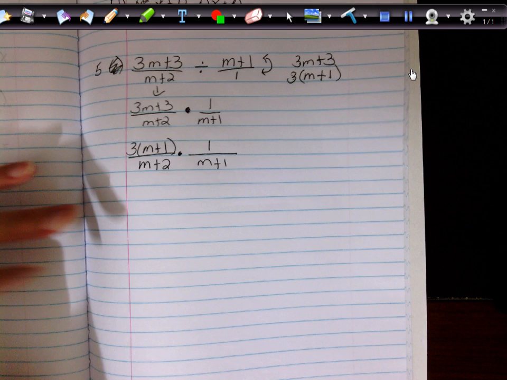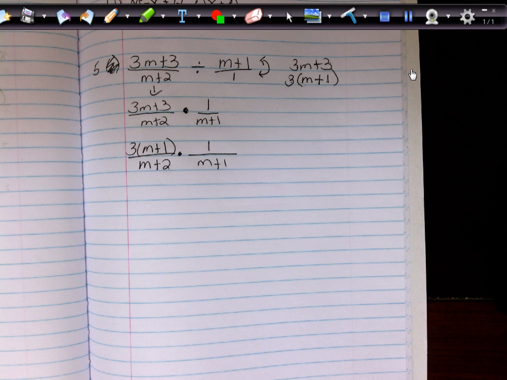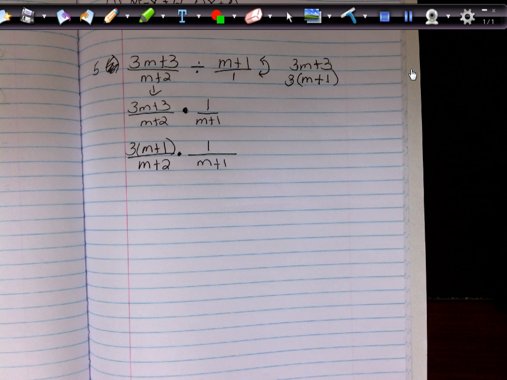And I should have mentioned this before on the other ones, but we don't do excluded values with dividing. That's why we've not been finding those excluded values here. Dividing is difficult enough to remember the drop change flip without looking at the excluded values as well. So we will not find excluded values with dividing.